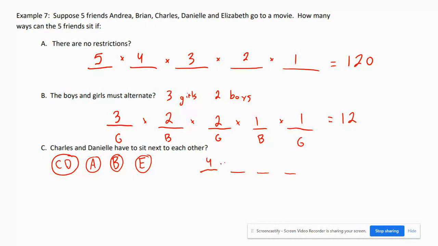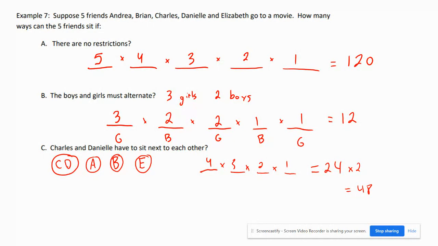So it'll be 4 times 3 times 2 times 1, and that would give us this over here. So far, this answer is 24. All right, there's one more thing we need to do. We're going to have to multiply this answer by 2. The reason why we're doing that is because this would be one possible arrangement where Charles and Danielle are sitting next to each other.